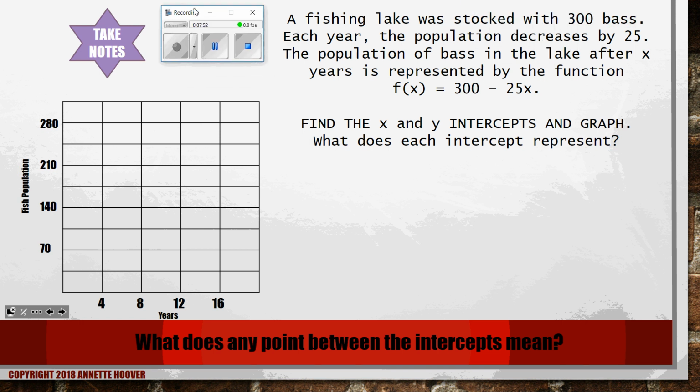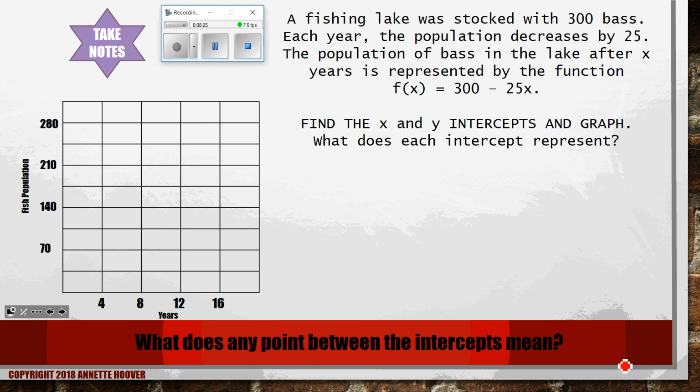A fishing lake was stocked with 300 bass, that is a kind of fish. Each year, the population decreased by 25. The population of bass in the lake after x number of years is represented by the function f of x equals 300 minus 25x. And of course, each number appears significant. We began with 300 fish, and then each year it decreased by 25, so that's how we got our equation.